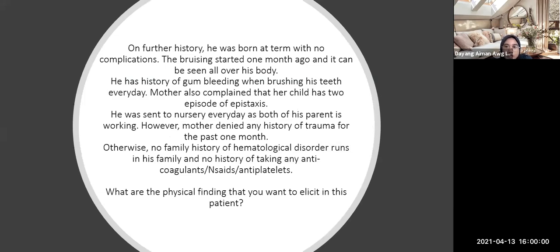So on history, this patient was born at term with no complication. The bruising started 1 month ago and can be seen all over, generalized. And he has a history of gum bleeding when brushing his teeth every day. The mother also complained that the child has 2 episodes of epistaxis over the past 9 months. He is sent to nursery every day as both of his parents are working. However, the mother denied any history of trauma for the past 1 month. Otherwise, he has no history of hematological disorders running in his family and no history of taking any tablets, anticoagulant, or anything.